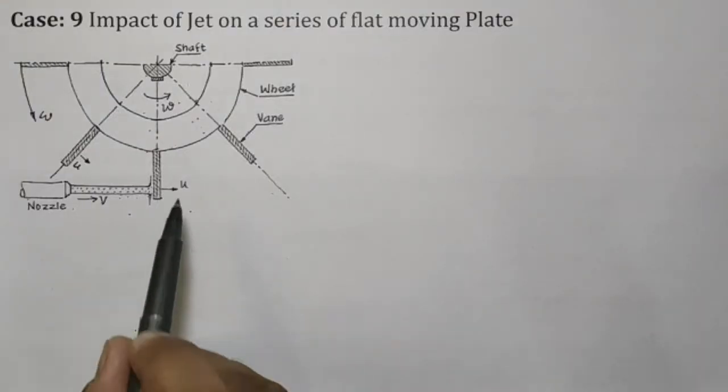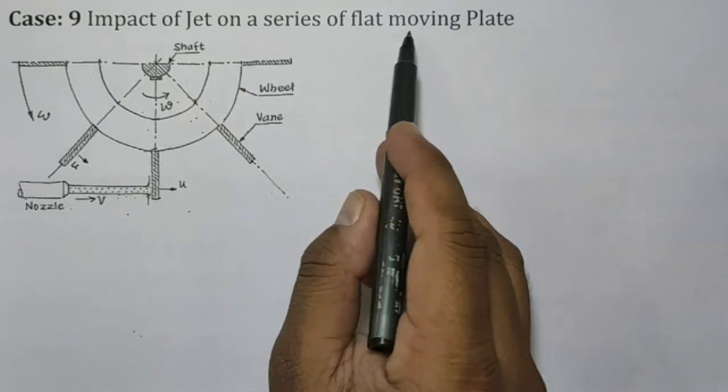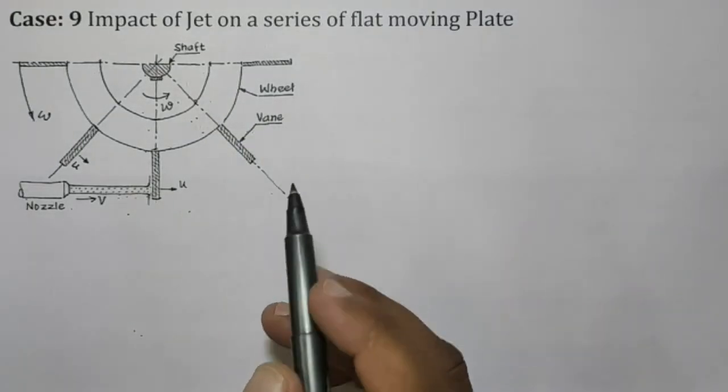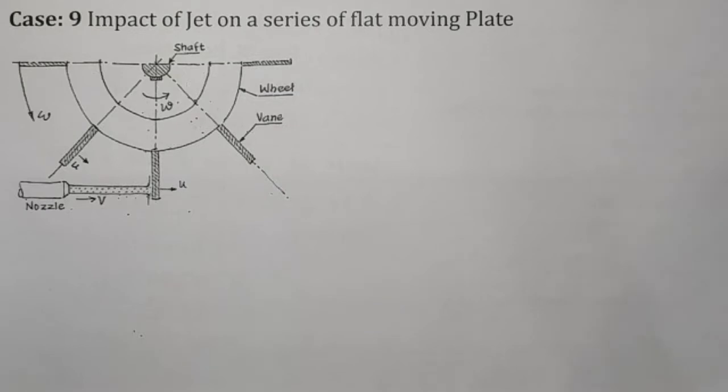The case is the impact of a jet on a series of flat moving plates. This is a very interesting one, and it is actually a part of our turbo machine subject, as we have just started learning how exactly the energy transmission occurs in actual practice. So this is the first step towards that.